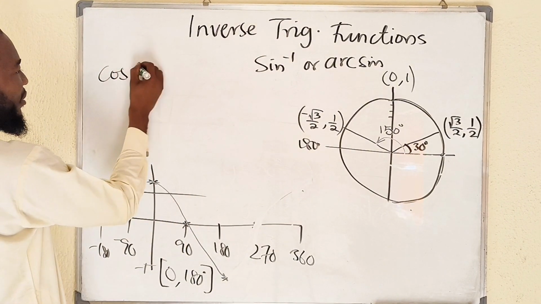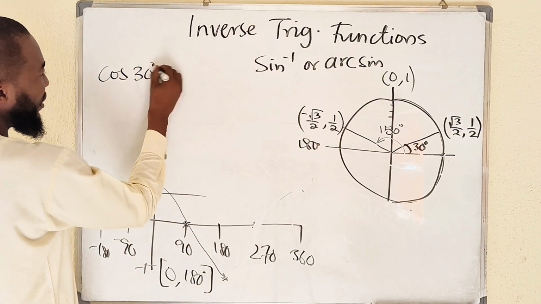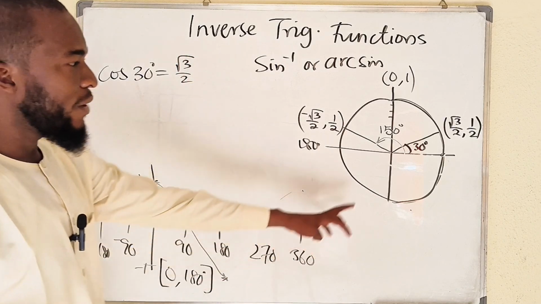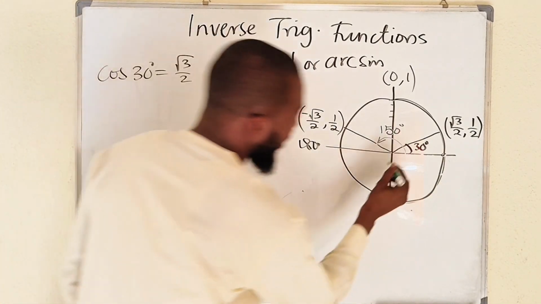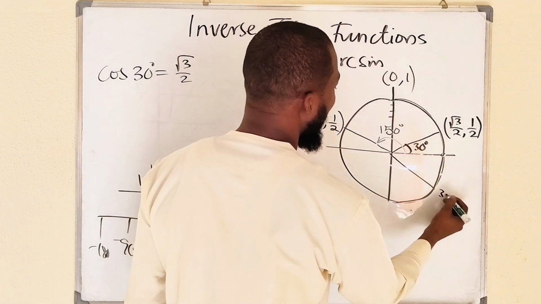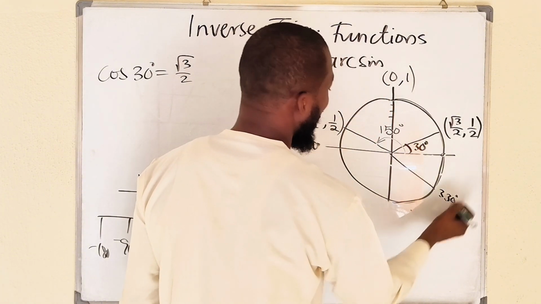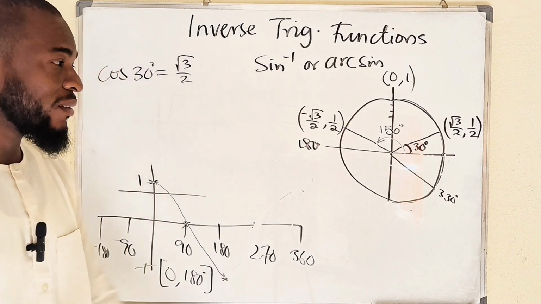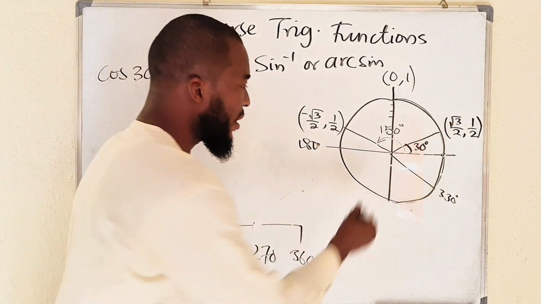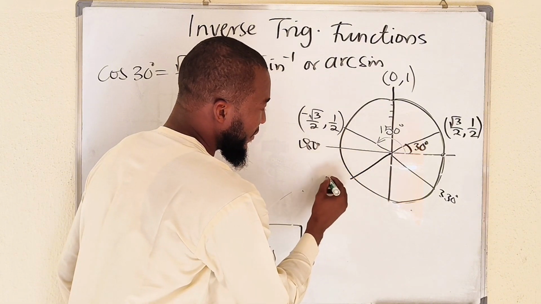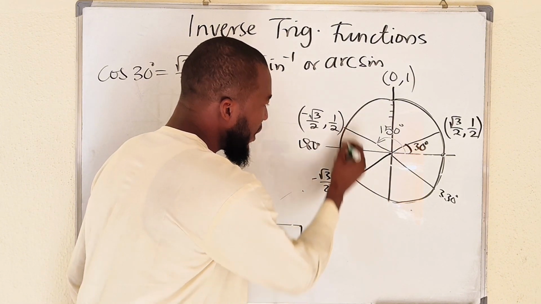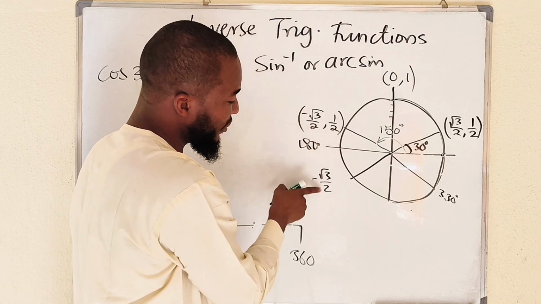If you have cosine of 30 degrees, it will give you root 3 divided by 2. And you know that you can have another one here, which is 330 degrees, because cosine depends on the x-axis. So if this is positive, this will be positive as well. And if this is negative root 3 divided by 2, the one here will also be negative root 3 divided by 2.